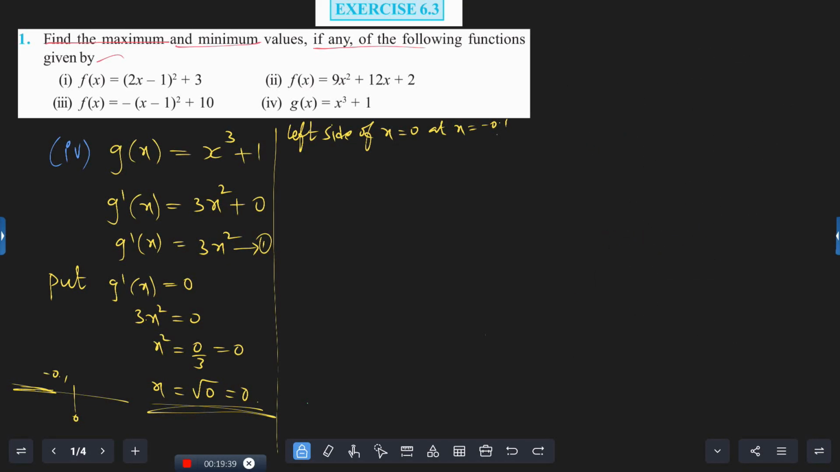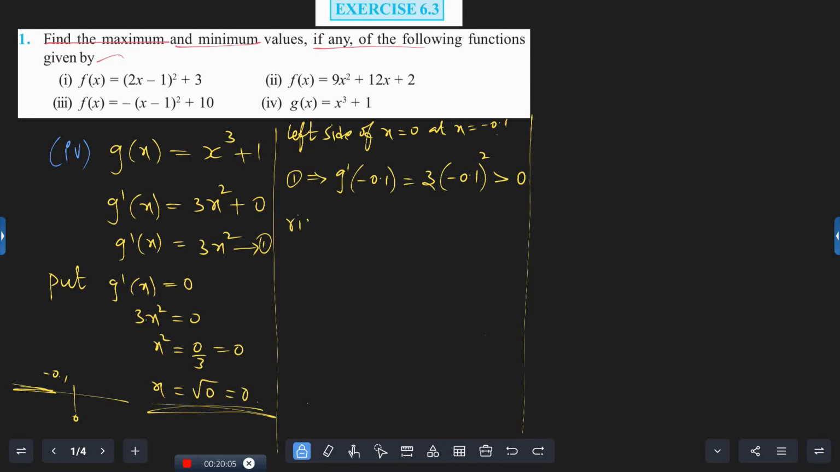Now we'll see this. We have to substitute one number. So g dash of minus 0.1 is equal to 3 times x square, where x is minus 0.1, whole square. When there is a square, what can we say? This is greater than 0, which means positive.